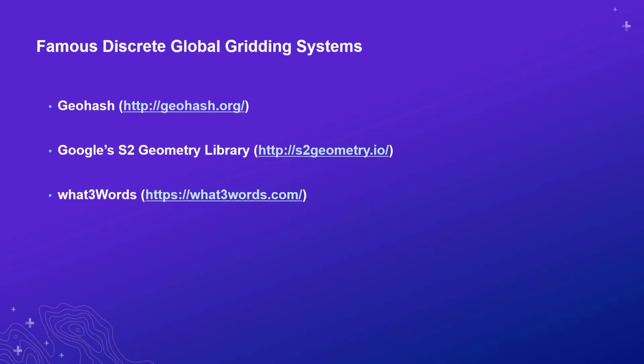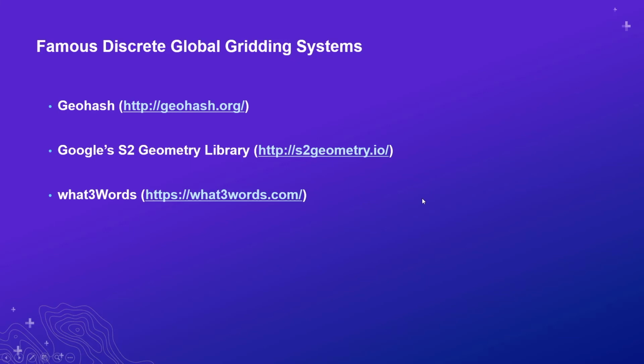There are some famous discrete global gridding systems out there. There is the GeoHash, which is a public domain geocoding system, and it encodes a location into a short string of letters and digits. It is hierarchical in nature, and what's nice about it is the letters and digits are short because it uses a 32 base encoding scheme. I'll explain a little bit more in the next slide.